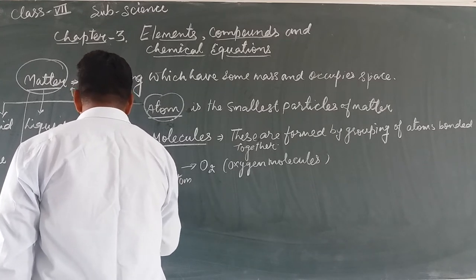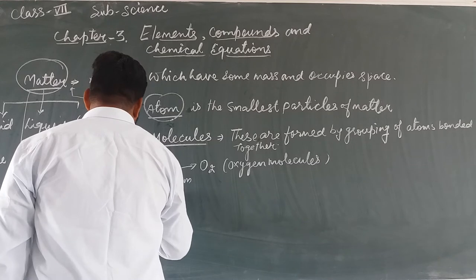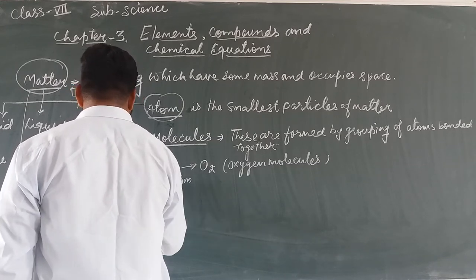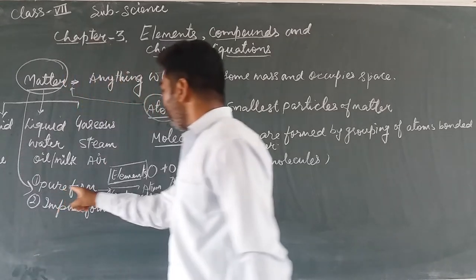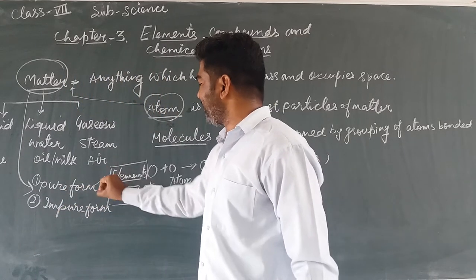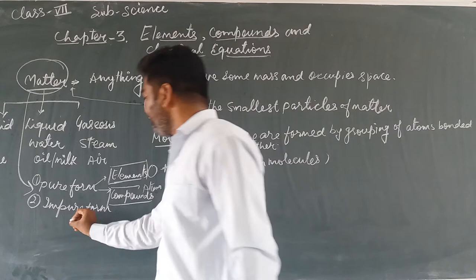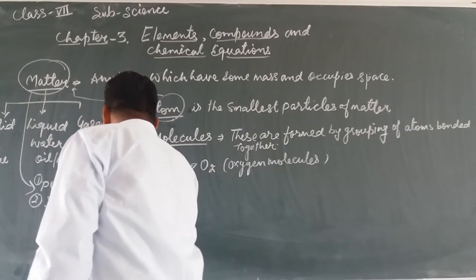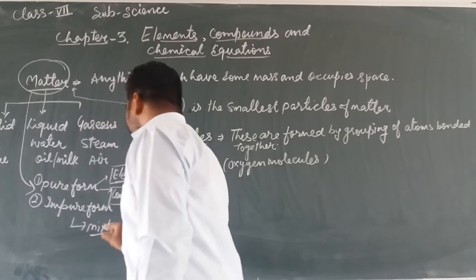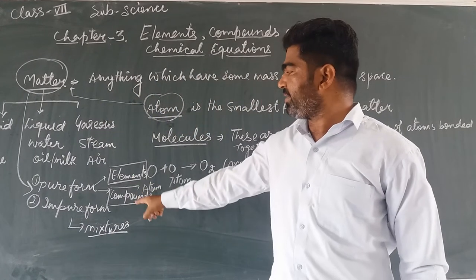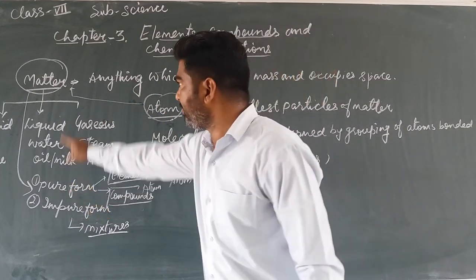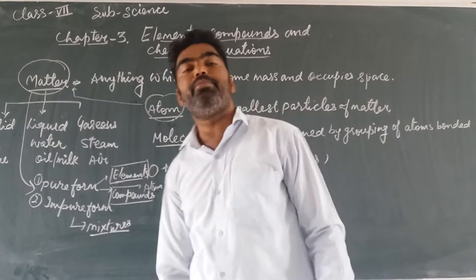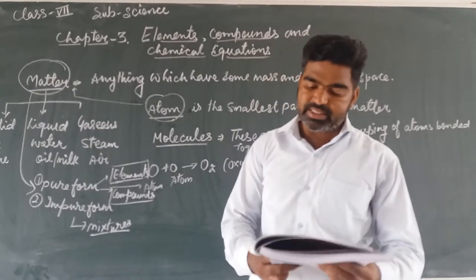Elements and compounds. In pure form, we discuss the elements and compounds, and in impure form, we discuss the mixtures. Means these elements and compounds are the pure form of a substance or matter, while mixtures are the impure form of a matter or a substance.